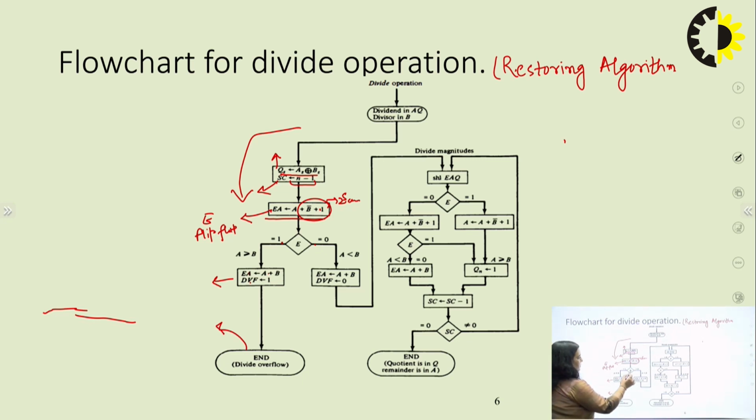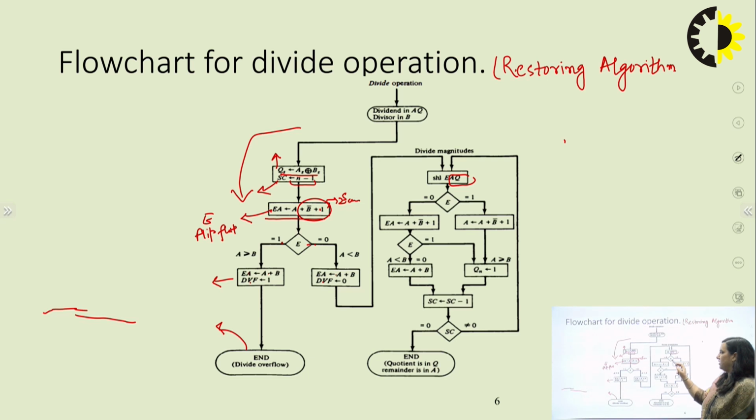Now the second part is, if E is equal to 0, it means A is less than B, and we can perform the divide operation. So here again EA will get the value of A plus B, and the divide overflow is set to 0. After that we will go to this part. Here this is a simple shift left operation. We have to shift left one bit from A to E, and each bit in this EAQ.